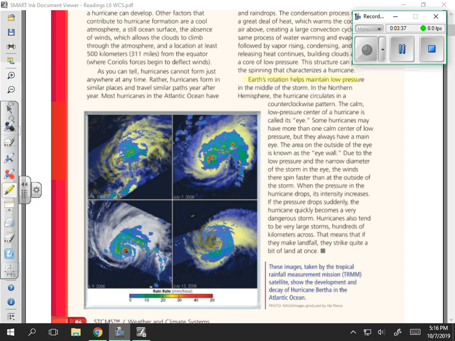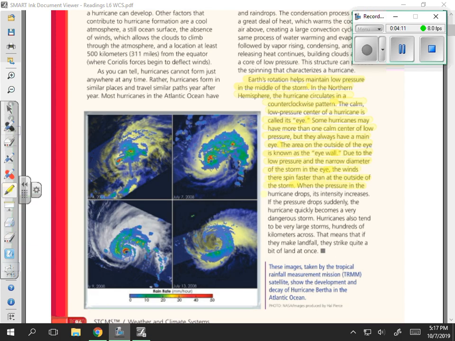Earth's rotation helps maintain a low pressure in the middle of the storm. In the northern hemisphere, the hurricane circulates in a counterclockwise pattern. The calm, low-pressure center of a hurricane is called its eye. Some hurricanes may have more than one calm center of low pressure, but they always have a main eye. The area on the outside of the eye is known as the eye wall. Due to the low pressure and the narrow diameter of the storm in the eye, the winds there spin faster than at the outside of the storm.